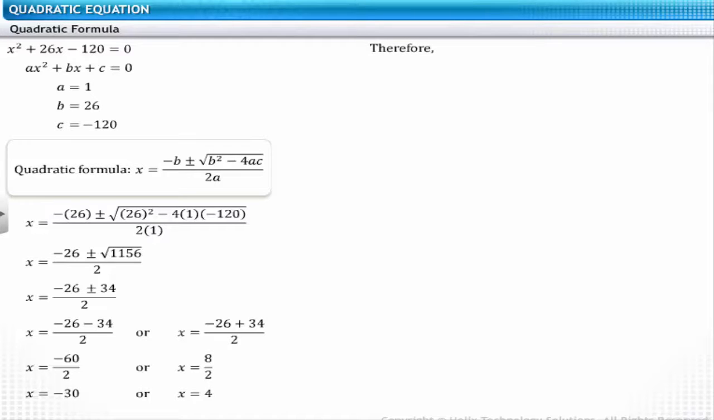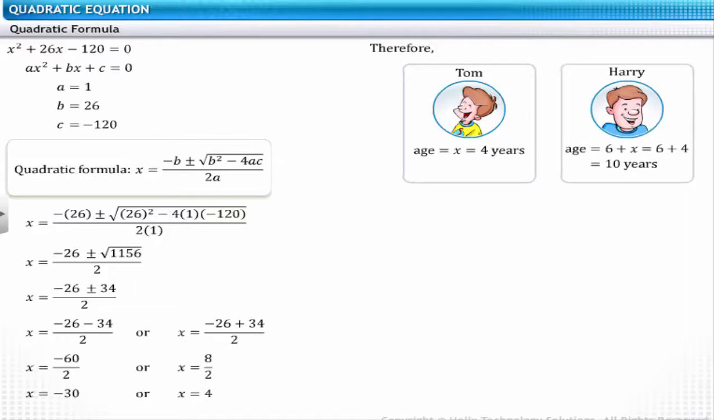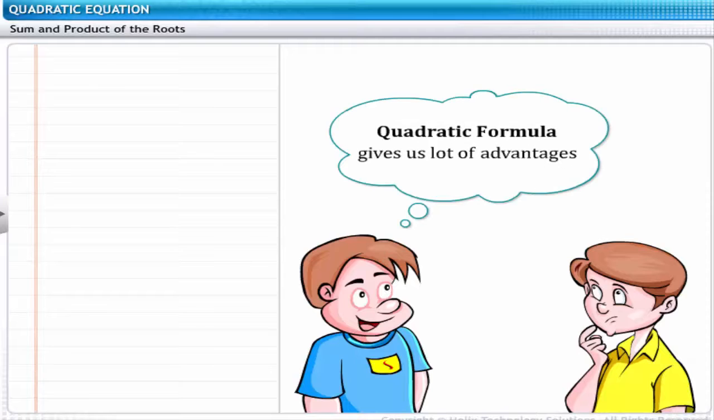Therefore, as you can see, using the quadratic formula, you can verify the answer to the problem. Tom's age is equal to x is equal to 4 years. Harry's age is equal to 6 plus x years is equal to 6 plus 4 is equal to 10 years. Using the quadratic formula gives you certain advantages over other methods.